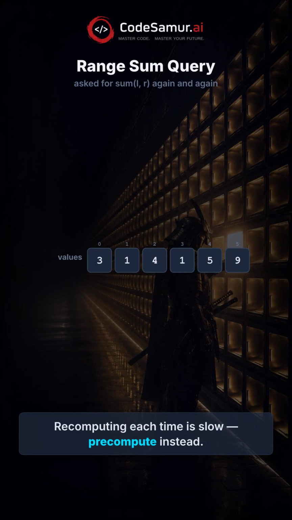First problem, range sum query. You're handed an array and then asked, again and again, for the sum between two indices. Recomputing each time would be slow. Prefix sums make every query trivial.